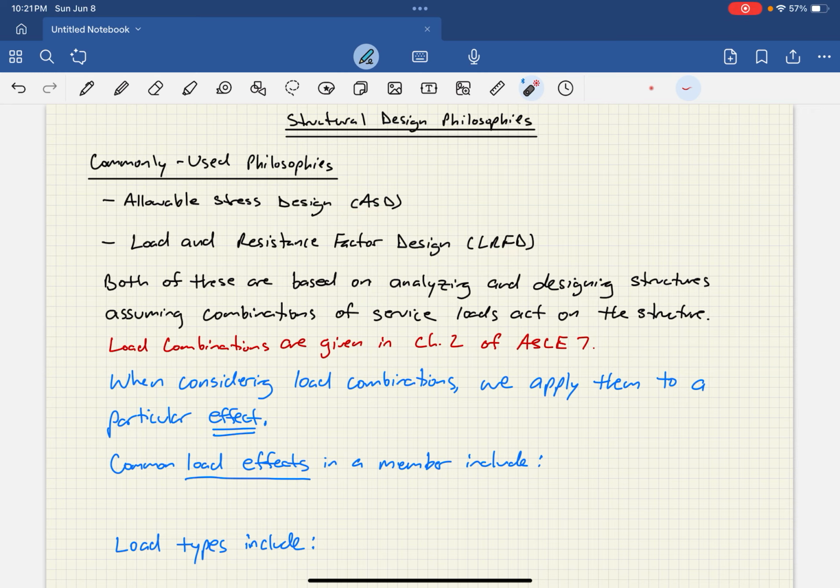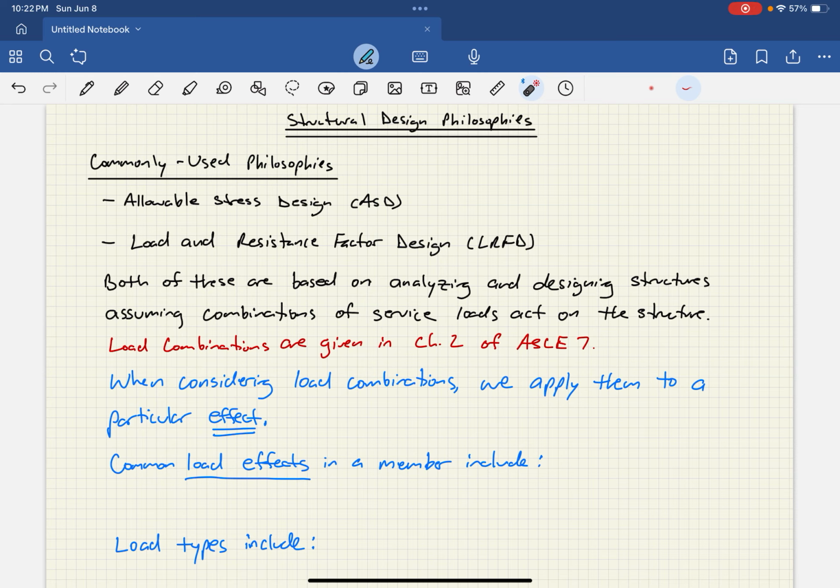Now, when we get to a full-blown structural design course, like a steel design course or a concrete design course, we spend a lot more time dissecting these two philosophies because they are design philosophies. For the purposes of a structural analysis course, we are just going to introduce the idea to you and do a couple of small examples, okay? So again, they're both based on taking these different kinds of service loads, dead, live, rain, wind, snow, seismic, etc., and combining them somehow and then placing them on your structure to be analyzed, okay?